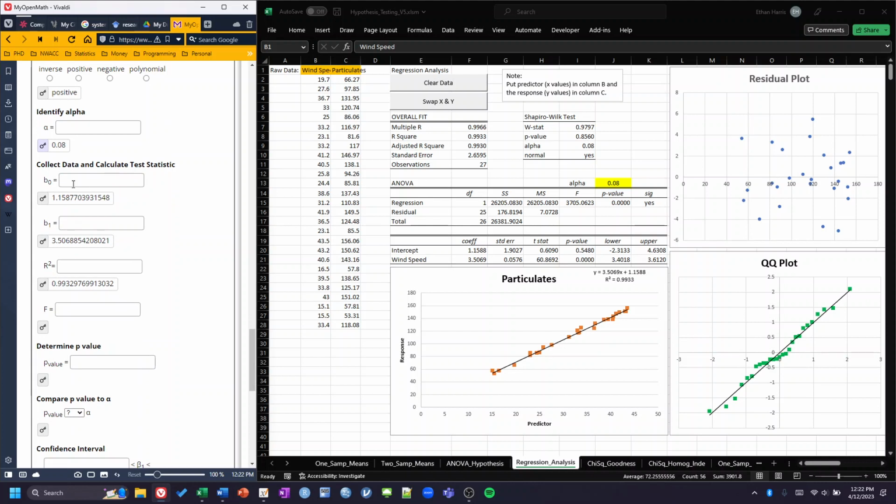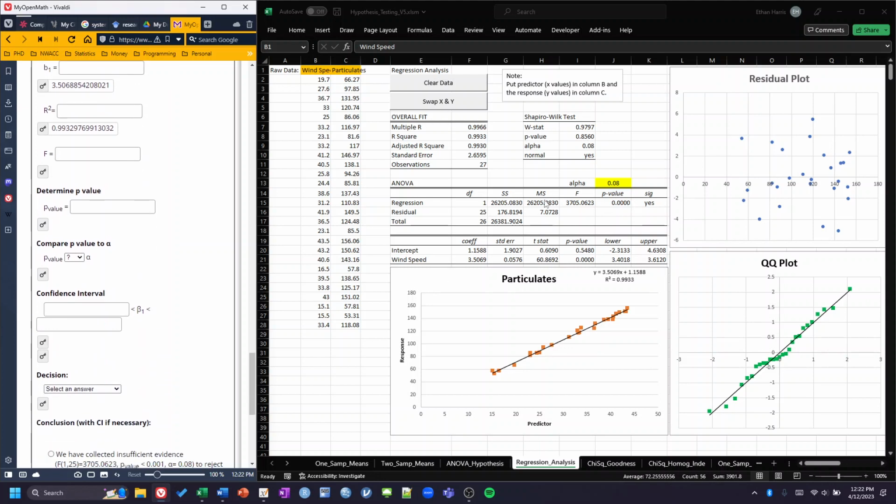Great. Now we've got to collect our data and our test statistics. So B0 is our sample y-intercept, and it says 1.1587, and that's where we get it from our coefficient here of our intercept. And then the slope that we predicted is this 3.5069, which is right here with our coefficient. R squared is the percent of variability that the model accounts for in the data. And we get that from right up here from our R-squared value.